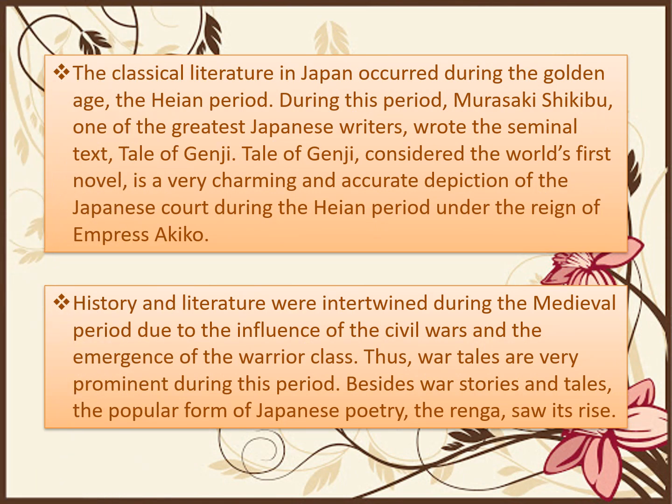The classical literature in Japan occurred during the Golden Age, the Heian period. During this period, Murasaki Shikibu, one of the greatest Japanese writers, wrote the seminal text Tale of Genji, considered the world's first novel. It is a very charming and accurate depiction of the Japanese court during the Heian period under the reign of the Empress Akiko.